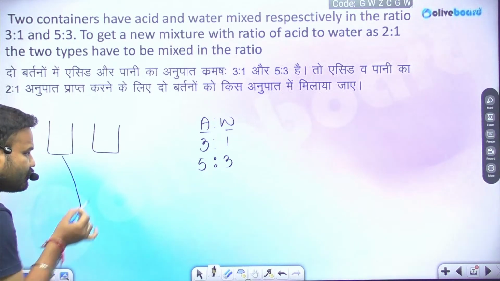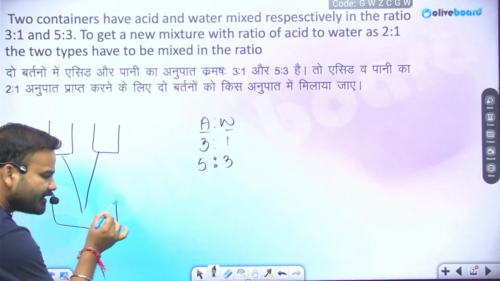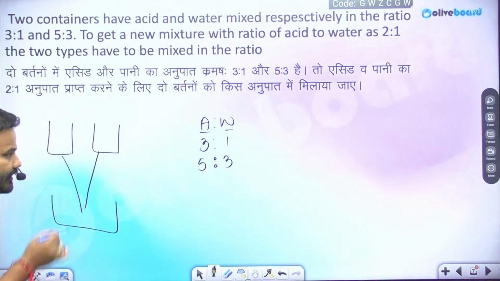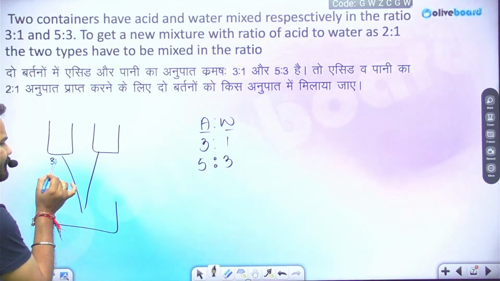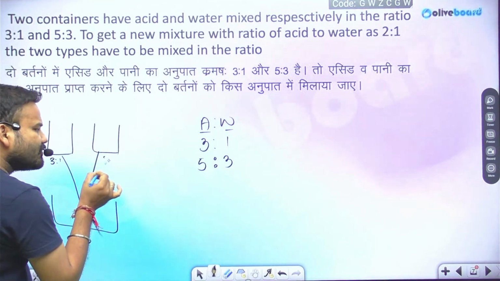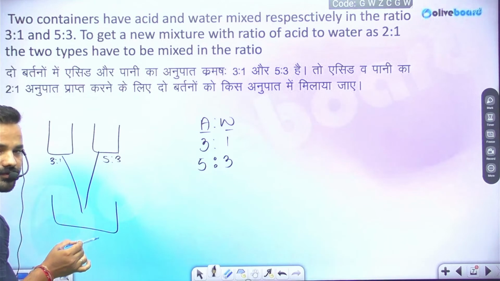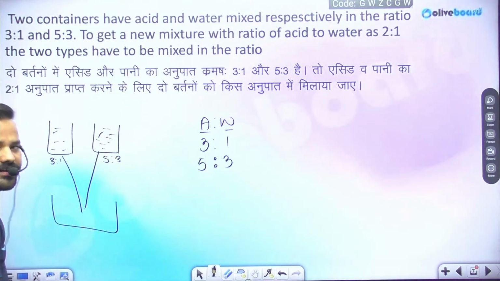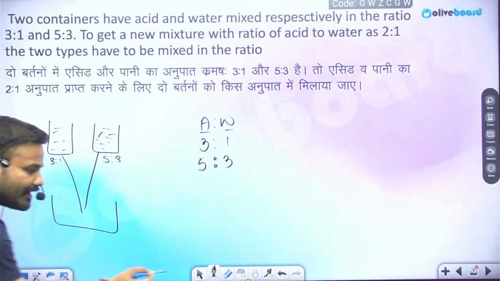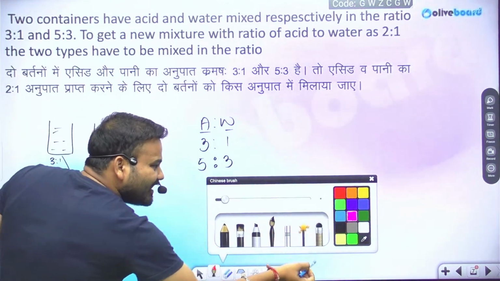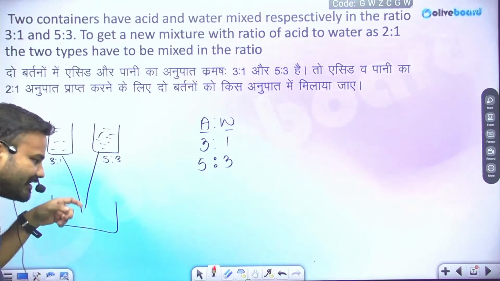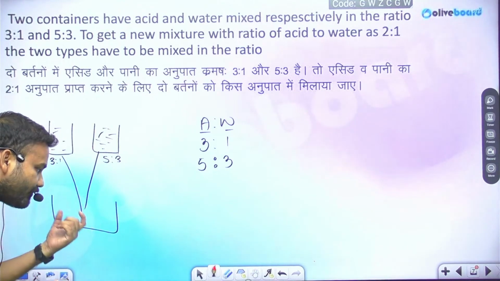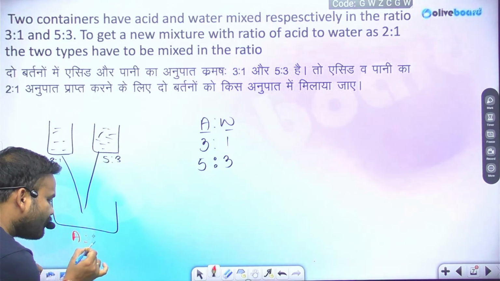Now I want to mix both the containers into a new container. This was having a ratio of 3 and 1, and this container was having a ratio of 5 and 3. I don't know how much was the quantity. It's not given that both the quantities are the same. See, depending upon the quantity also, the final ratio will depend. What will be the final ratio of acid and water?